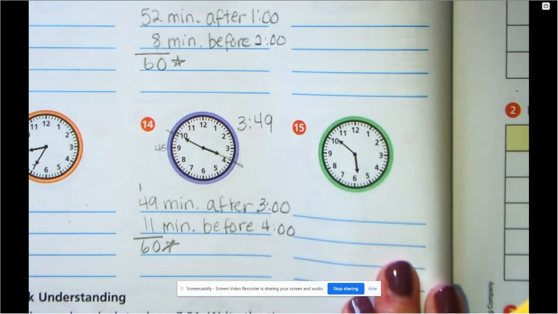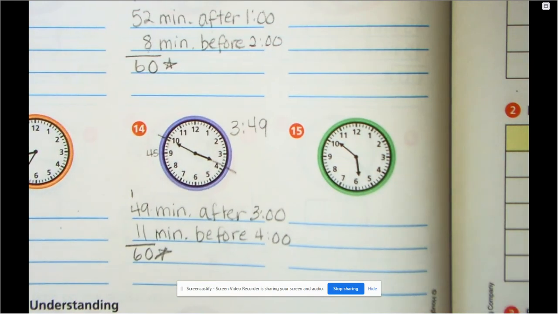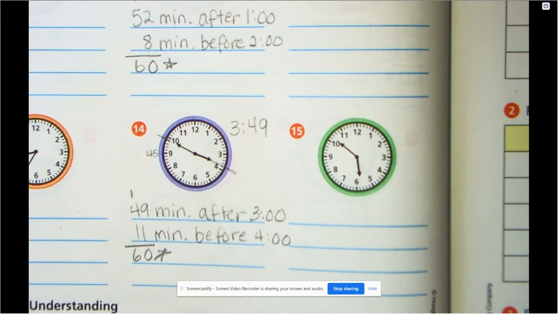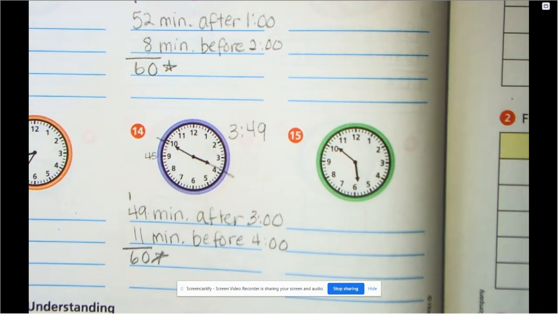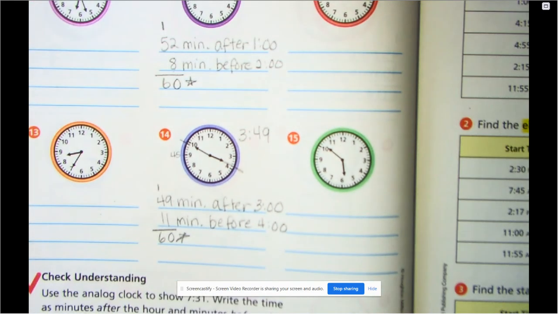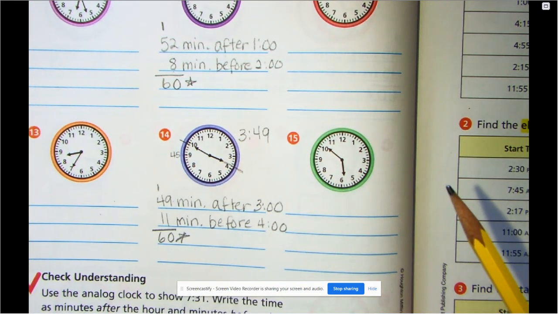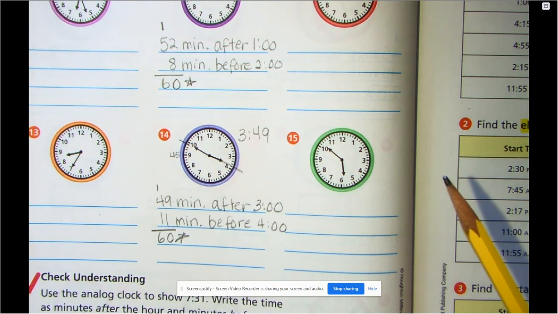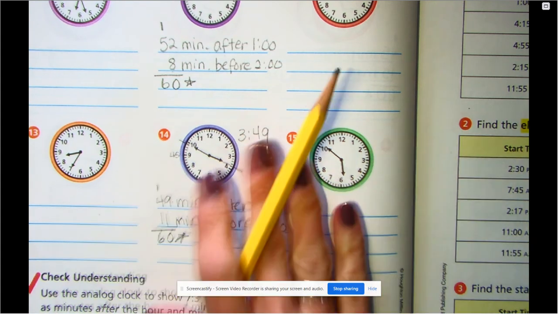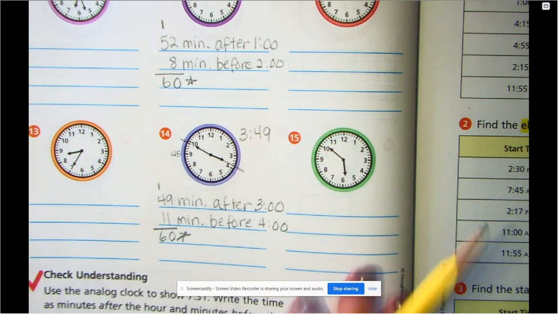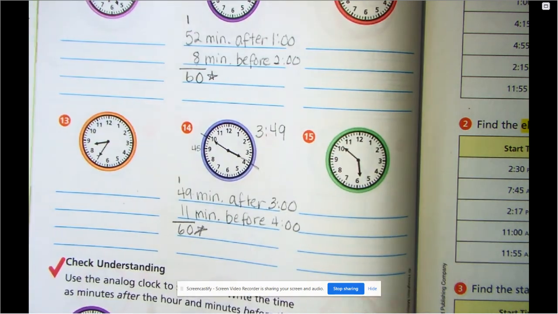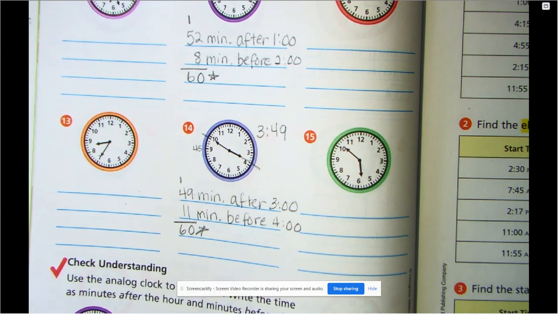So when we are talking about time, we can refer to it as time before an hour or time after an hour. Okay, you do not need to take a picture of this page or any of the pages in your workbook. Your assignment today is posted in Google Classroom. That's what I want you to complete, but I don't need a picture of your math journal. All right, take your time and remember this little tip about adding your minutes together.